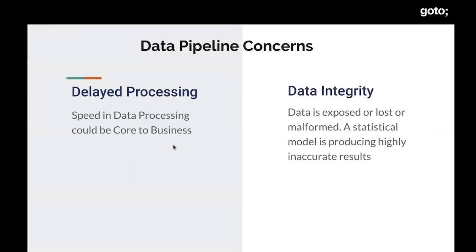General concerns with data pipelines: delayed processing, both in batch and stream jobs. If it's slower than expected, that is a concern. So it's important to know what your expected SLAs are. And then there's a data integrity issue, which is if data is exposed or lost. If you have run your data through the pipeline, and at the end of it, you don't actually have the results that are useful to you, or you have misleading results, that's a big problem.